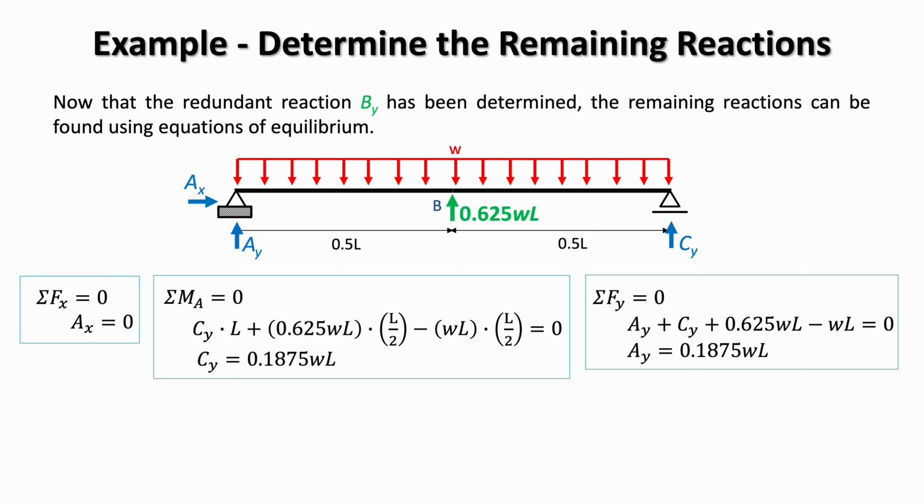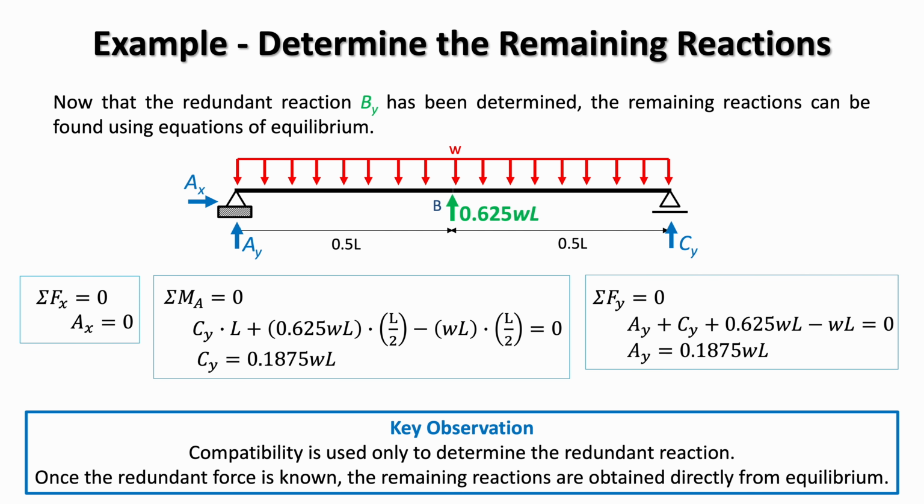We will notice that the reactions at A and C are equal, which is exactly what we expect because the beam and the loading are both symmetric. We can observe that compatibility was used only once to determine the redundant reaction. Once the redundant reaction was known, all of the remaining reactions were obtained directly from equations of equilibrium. This is one of the defining characteristics of the flexibility method. We use compatibility to determine the redundant force or forces, and then we return to equilibrium to complete the analysis.